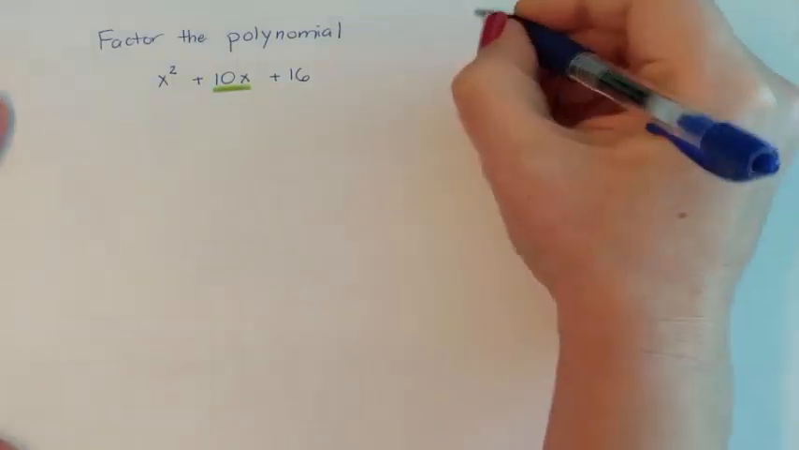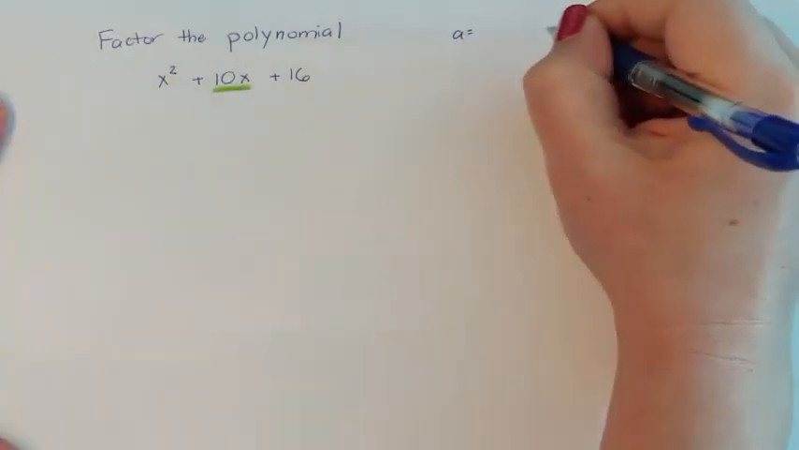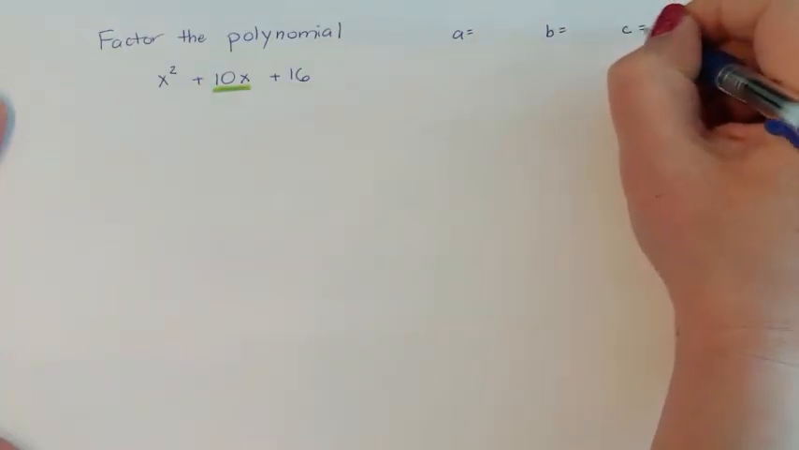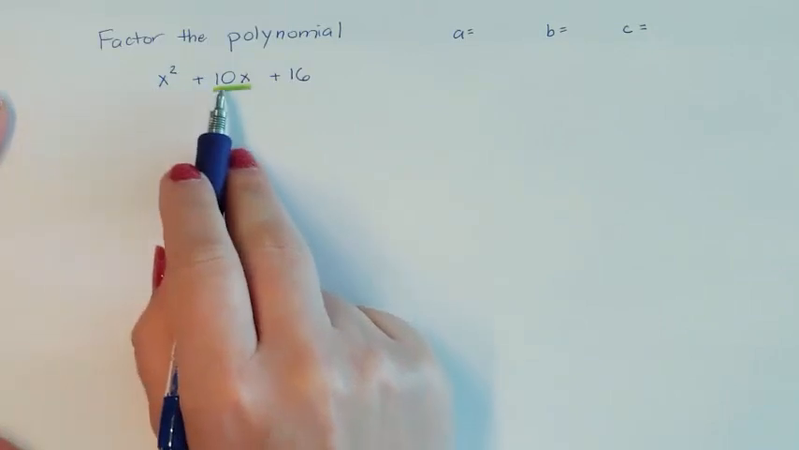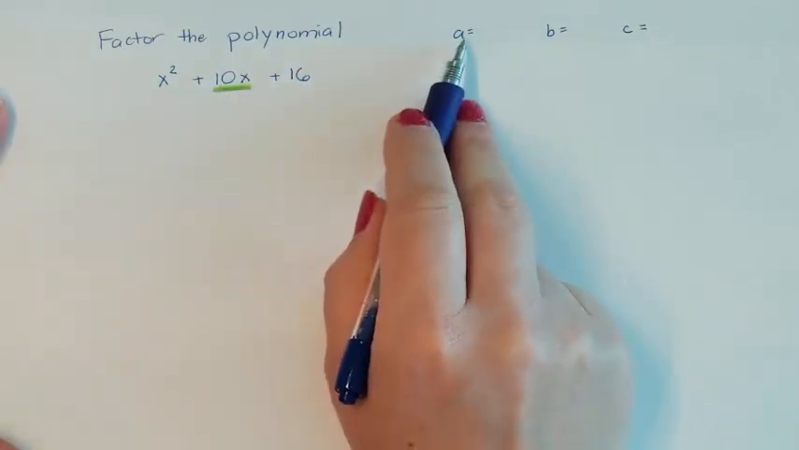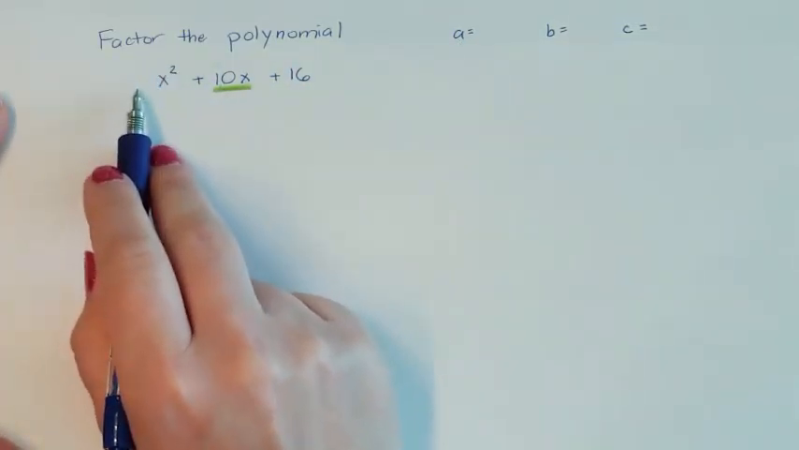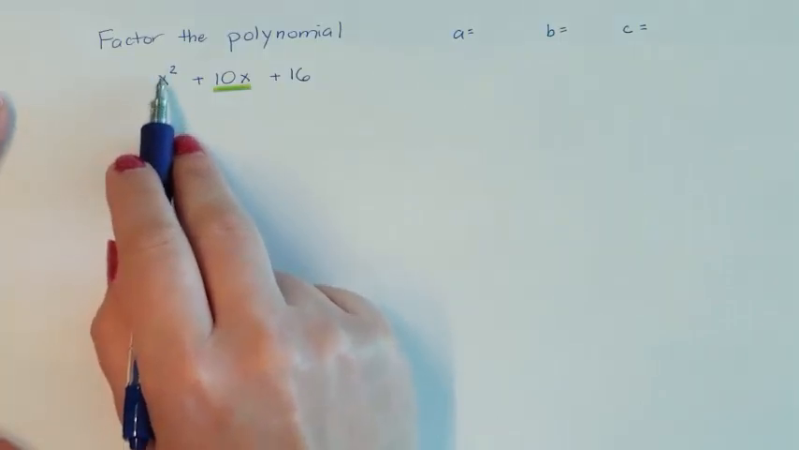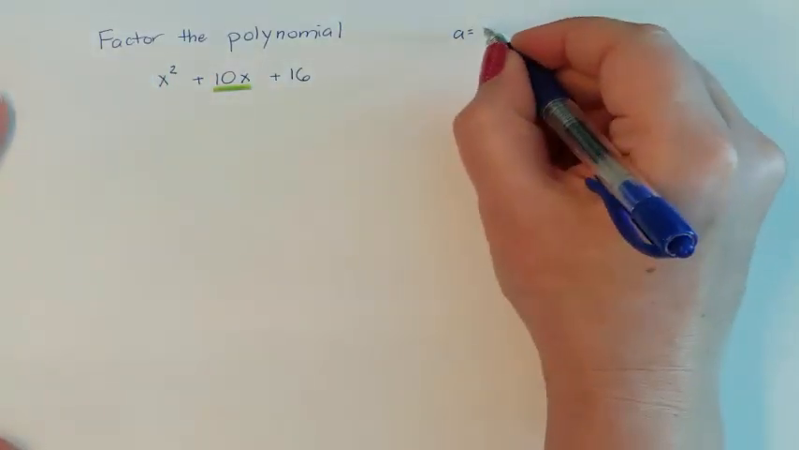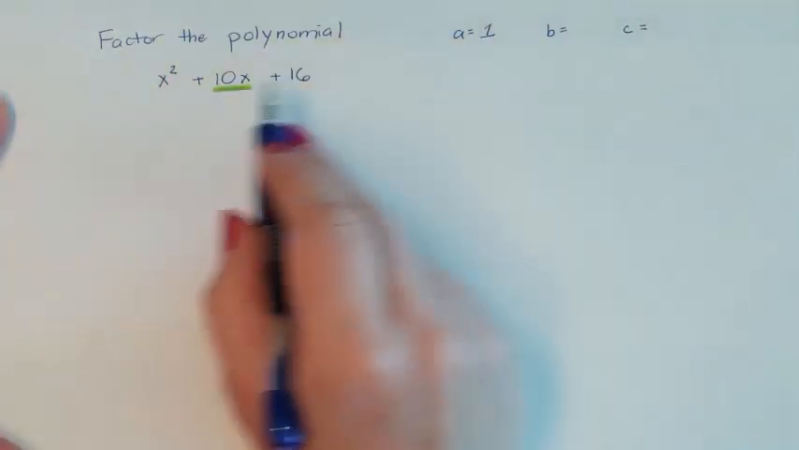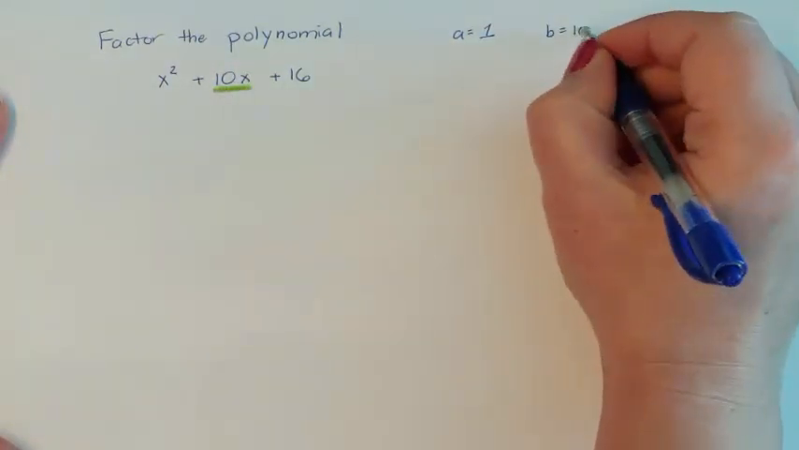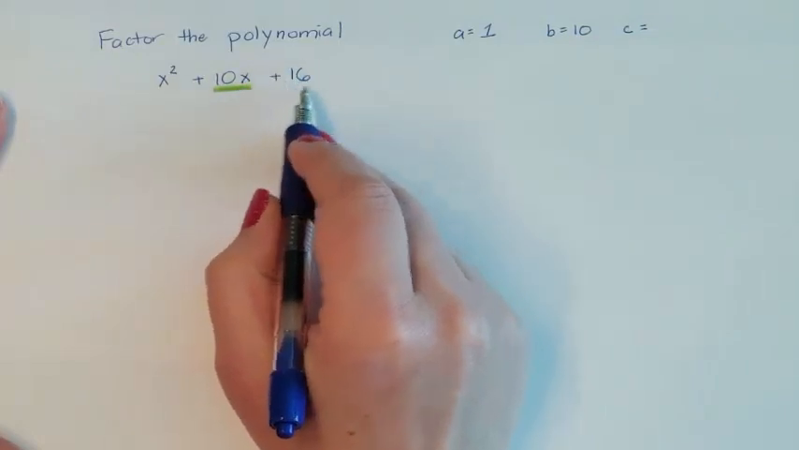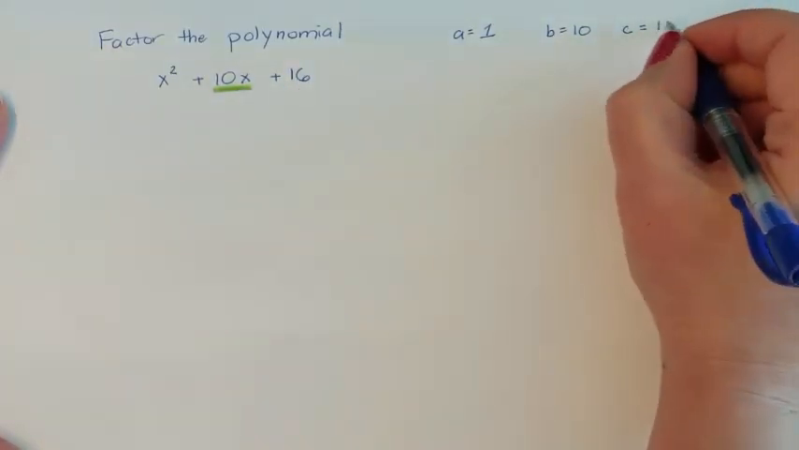To do that, we need to identify what A, B, and C are. A, B, and C represent the coefficients in front of the terms. The A is always the coefficient in front of the x squared. Because there isn't a coefficient there, it's the secret ninja 1, so A is 1. B is always the coefficient in front of the x term, so my coefficient is 10. And C is always the constant at the very end, so my C is 16.